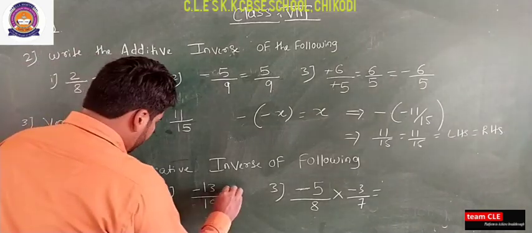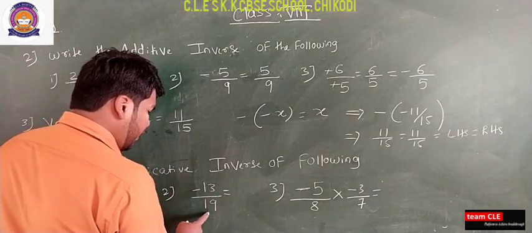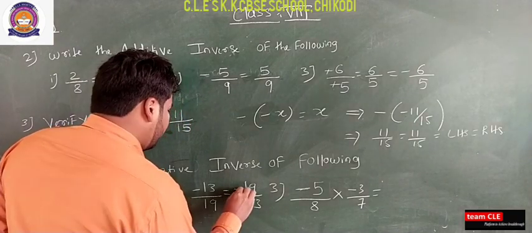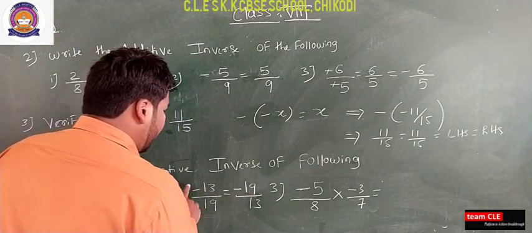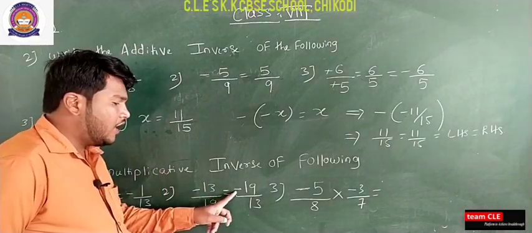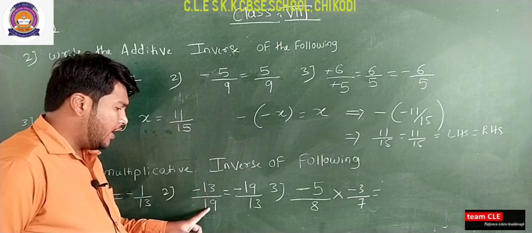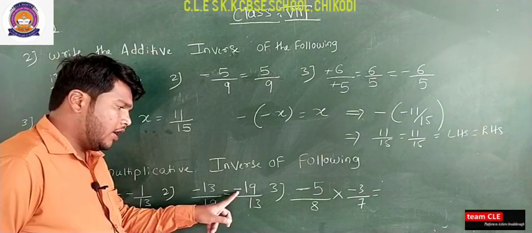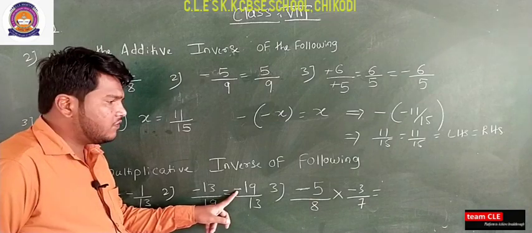Next, you just have to reverse this number. 13 by 19 you have to write as 19 by 13, and the minus sign you keep as it is. Here there is no change of sign, you just reverse the number, the sign should be the same. So the reciprocal of 13 by 19 is 19 by 13, and the minus sign you keep as it is.